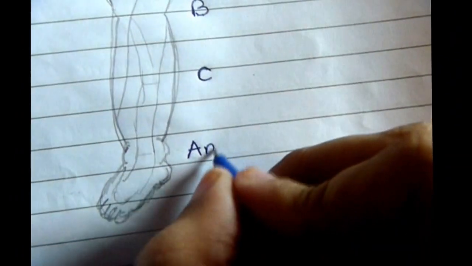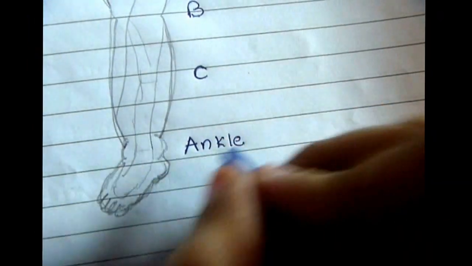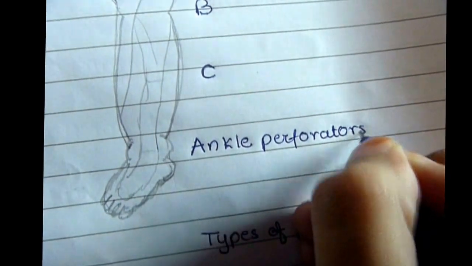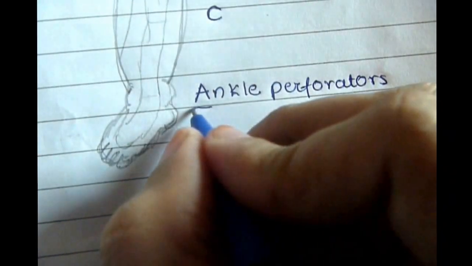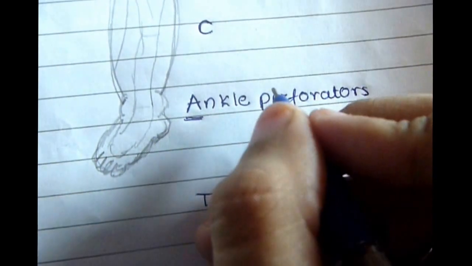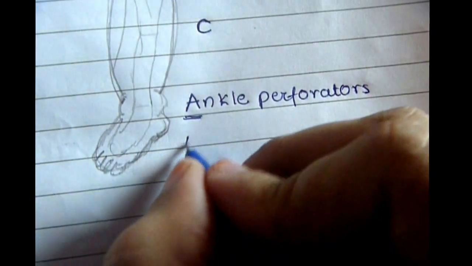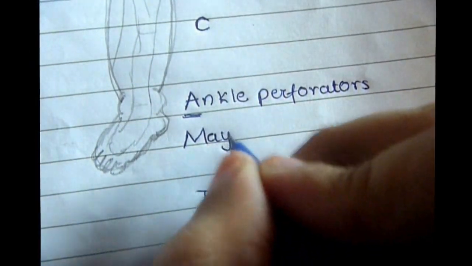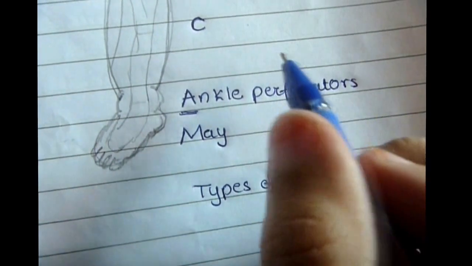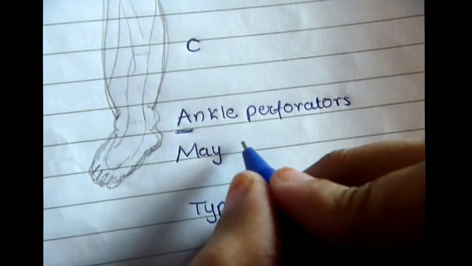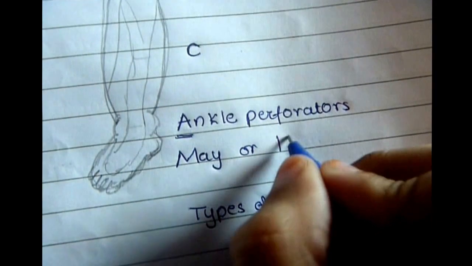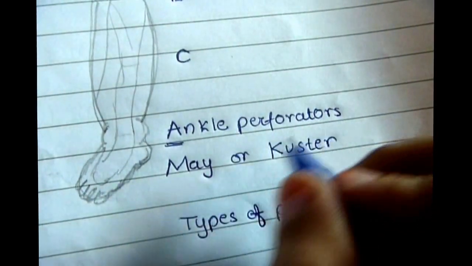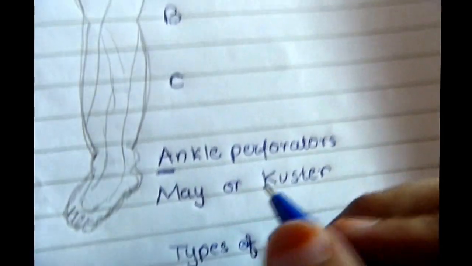First comes the ankle perforators, and it's very easy to remember because they are near the ankles. Now you take the alphabet which is allocated to the ankle perforators, which is A, and when you flip it or make a mirror image of A, it looks like an M. So that will help you remember May. And if you take the A and flip it 90 degrees anti-clockwise, it'll turn into a K for Kuster. So you can remember the names of ankle perforators, which is May or Kuster.